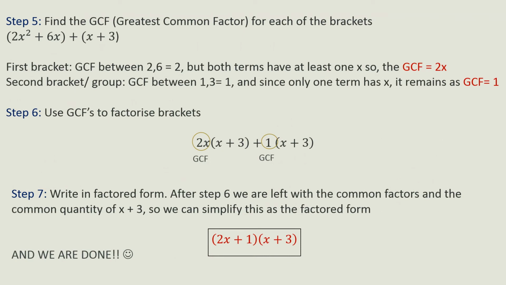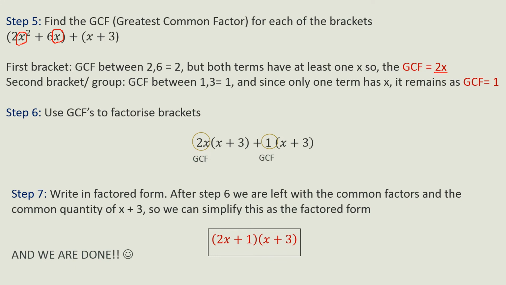Now that you know how to find the greatest common factor from simple numbers, we can do this for our equation as well. So let's go back to step 5. Find the greatest common factors for each of the brackets. These are our two brackets. So for the first bracket, we will find that the greatest common factor between 2 and 6 is 2. But since both terms have at least one x, since x squared is made up of x times x, and x is 1 times x, our greatest common factor turns into 2x.